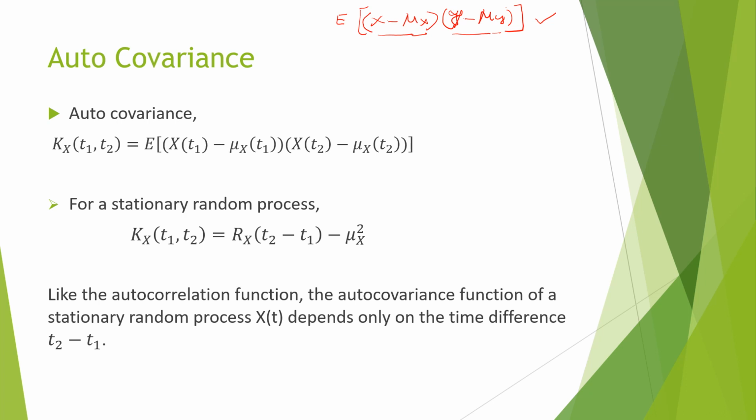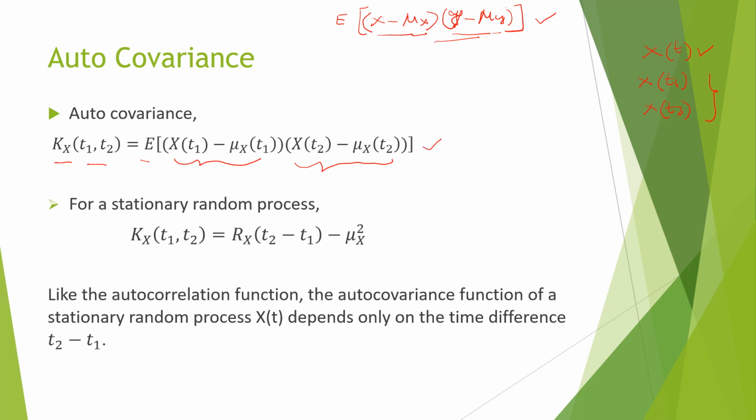From the random process xt, we are getting xt1 as the random variable at time t1, and xt2 as the random variable at time t2. In that case, as these two random variables are taken from the same random process, we can use the term autocovariance, represented as kx t1 t2, given as the expectation of xt1 minus its mean value into xt2 minus its mean value. The same definition is extended here. And if we expand this equation, we will get 4 terms.